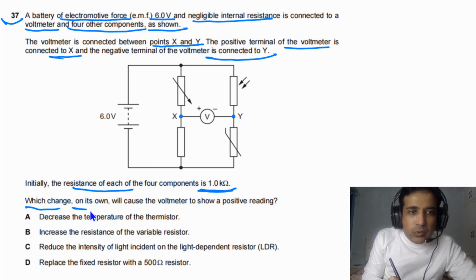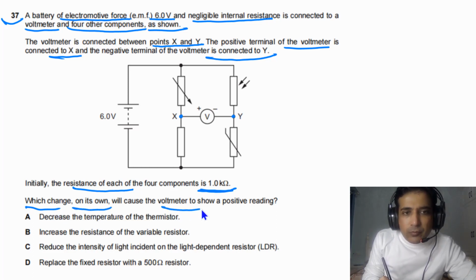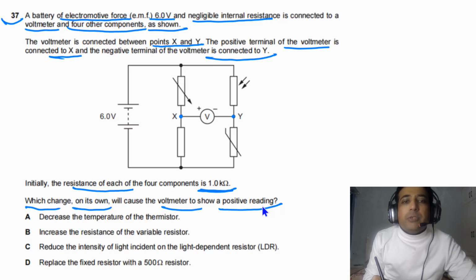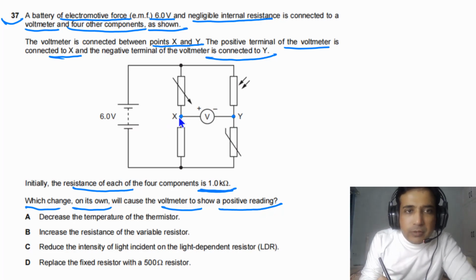Which change on its own will cause the voltmeter to show a positive reading? Positive reading means that this potential has to be greater than this one.